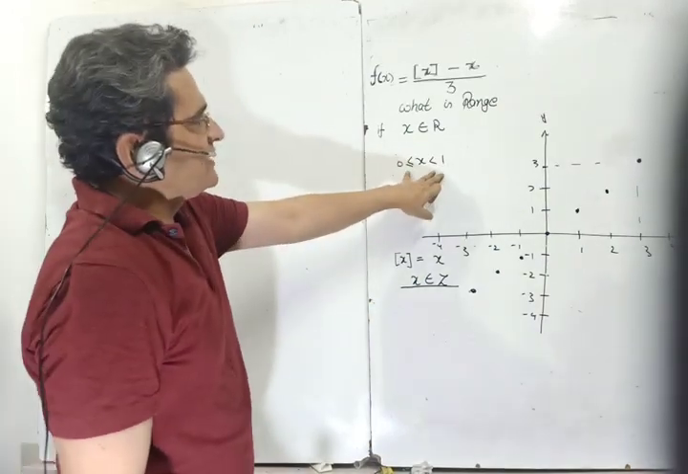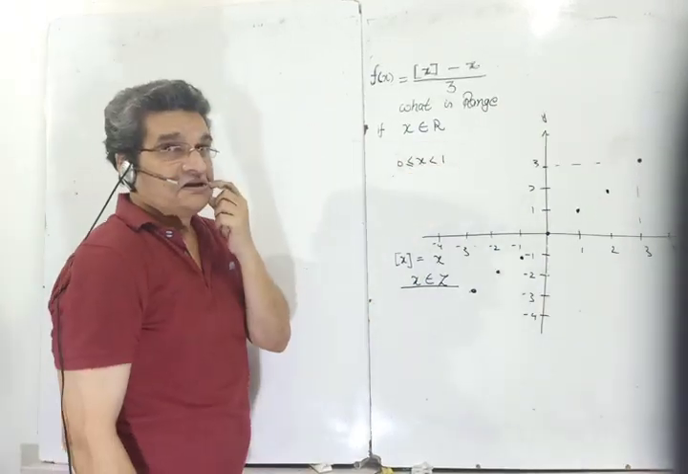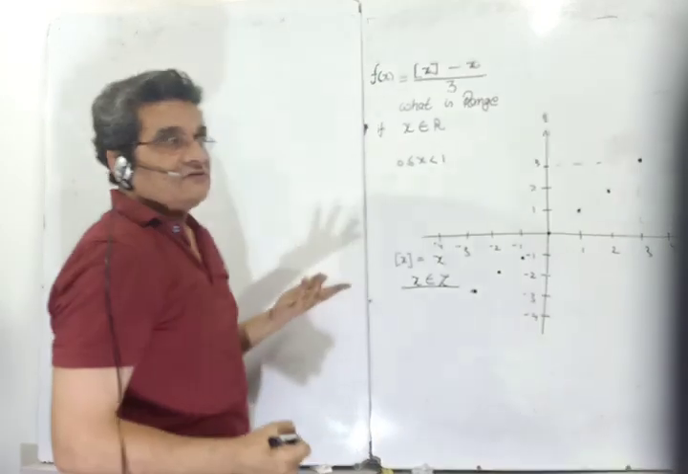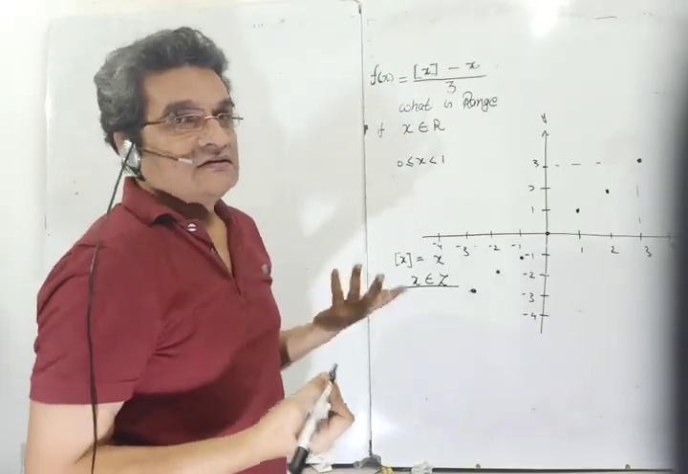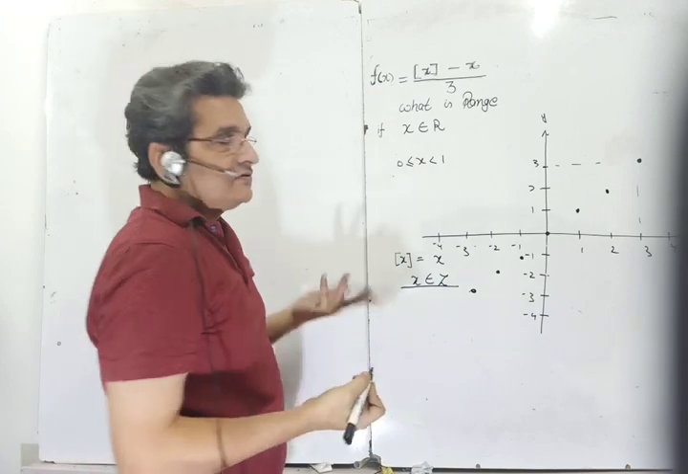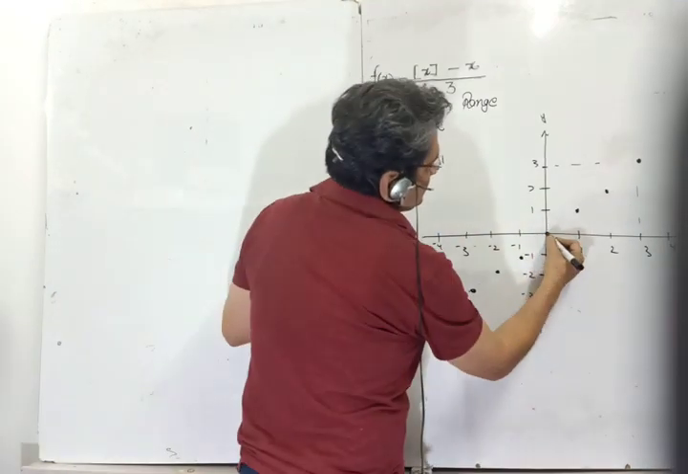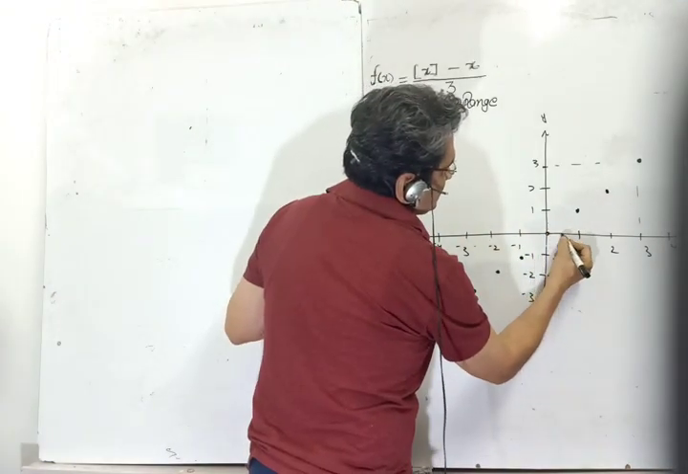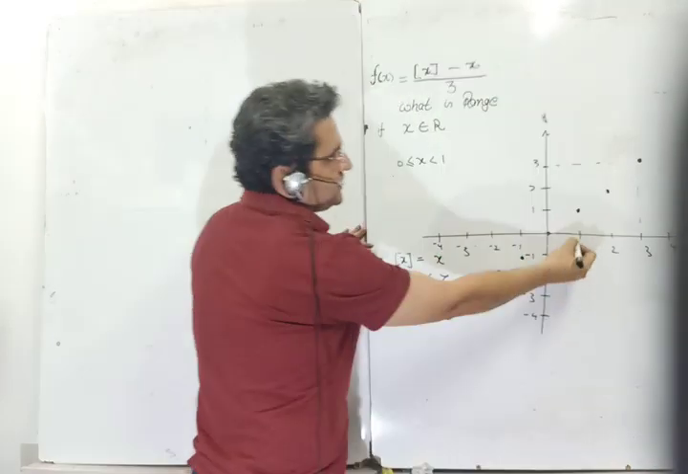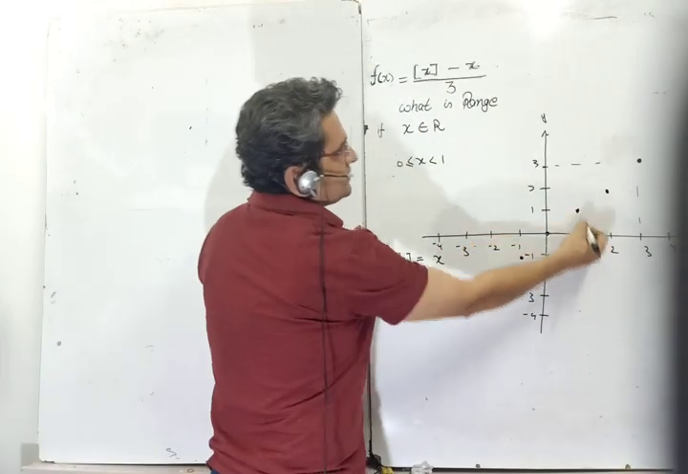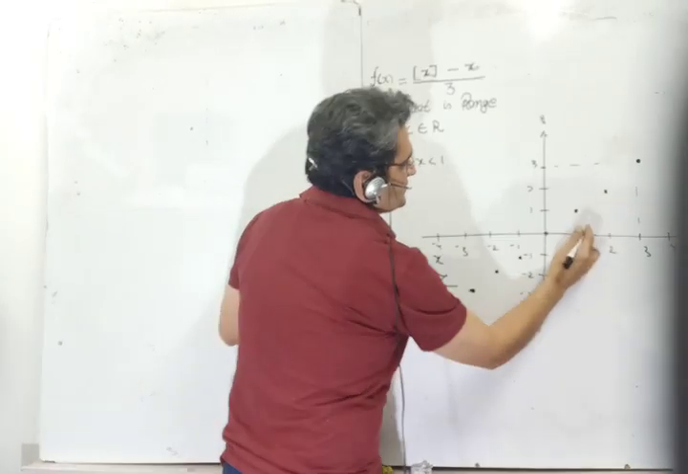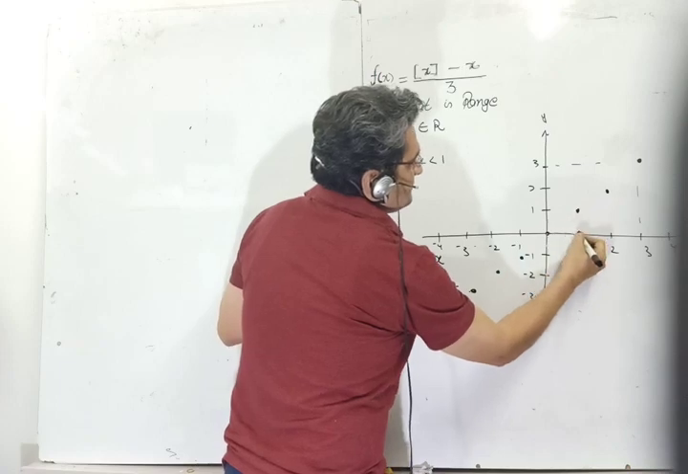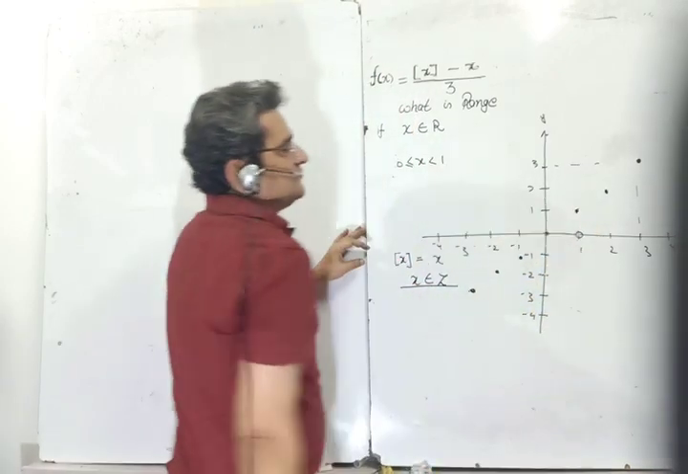Whenever x is a fraction less than 1, say 0.5, what is the greatest integer less than 0.5? It is 0. So it will remain 0. So that is why this graph goes like a straight line up to 1, and at 1 it jumps to 1. So here I draw a circle, because at 1 it takes the value of 1.